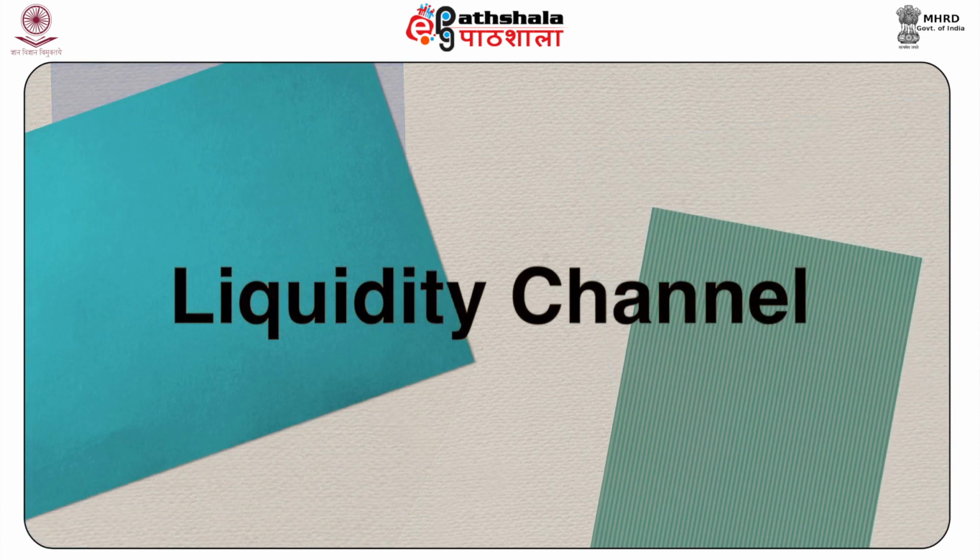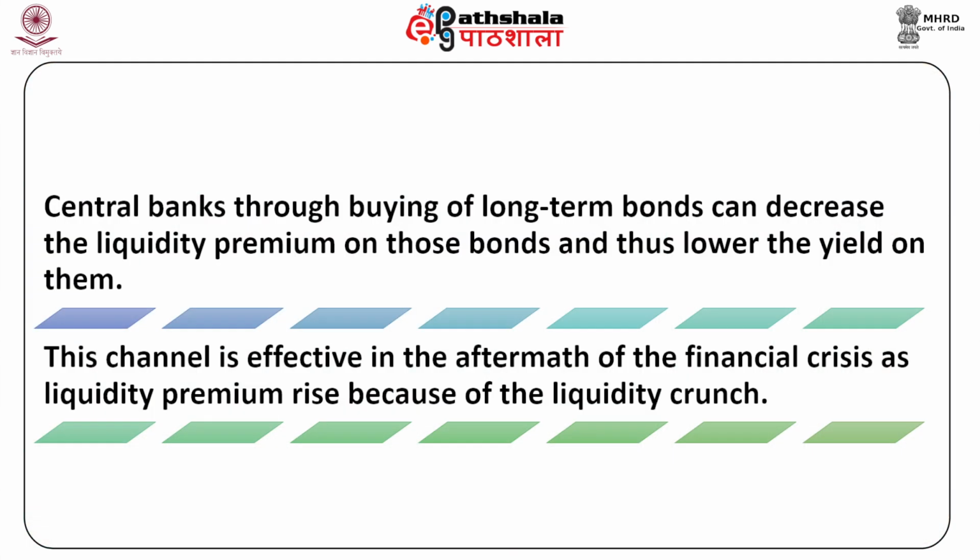The fourth channel is the liquidity channel. Most financial assets pricing have a liquidity premium associated with them. The higher the liquidity premium, the higher the yield would be. Central banks, through buying of long-term bonds, can decrease the liquidity premium on those bonds and thus lower the yield on them. This gives rise to the liquidity channel. The Federal Reserve Bank, in the aftermath of the financial crisis 2008, used this channel to affect the long-term rates by buying them, thus reducing the liquidity premium on the long-term bonds. This channel is effective in the aftermath of the financial crisis as the liquidity premium rises because of the liquidity crunch.